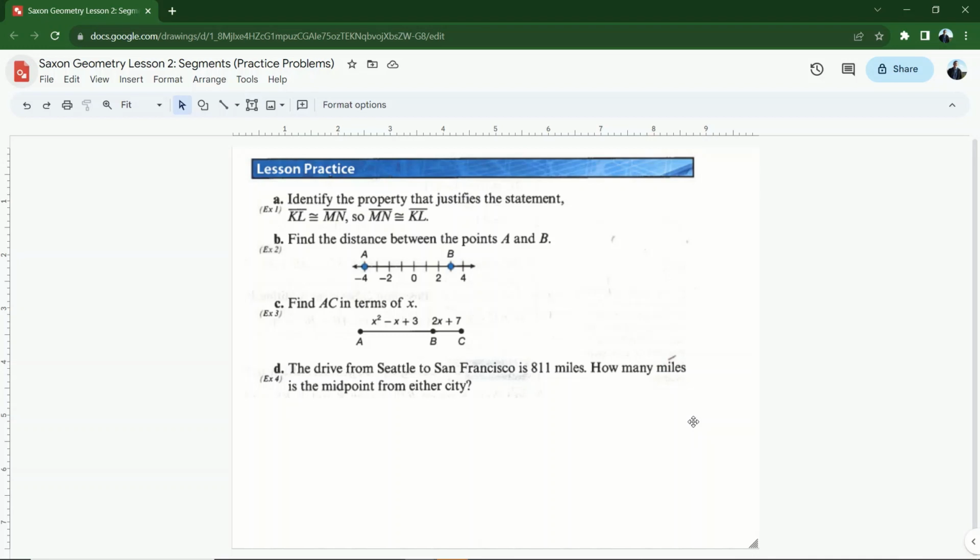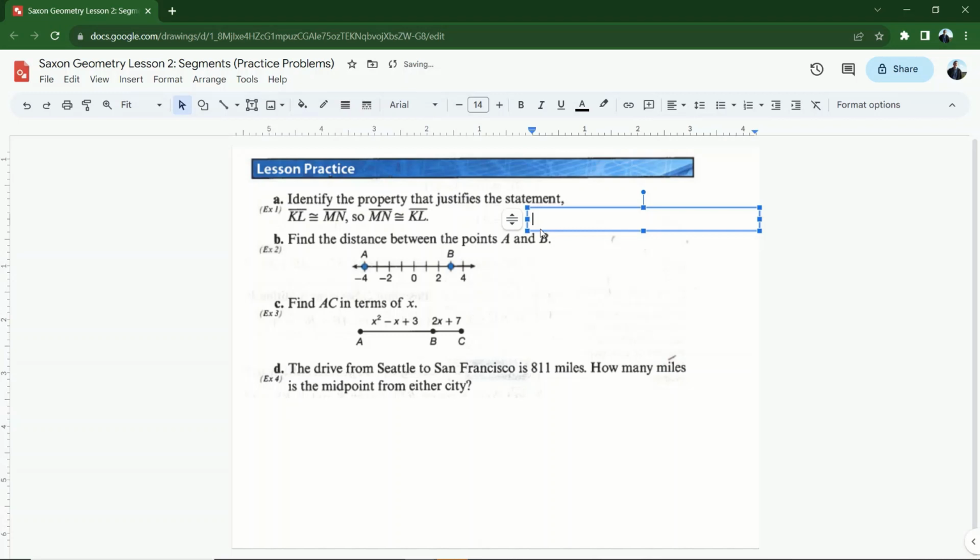Now, a couple of properties come to mind. There's the reflexive property that says that a segment is congruent to itself. That's not what's happening here. We have two different segments. The transitive property, which showed that if a segment is congruent to a second segment, and that second segment is congruent to a third segment, then the first segment is congruent to the third segment. But that involved three different segments. Here we only have two. So this must be the other property of congruence.